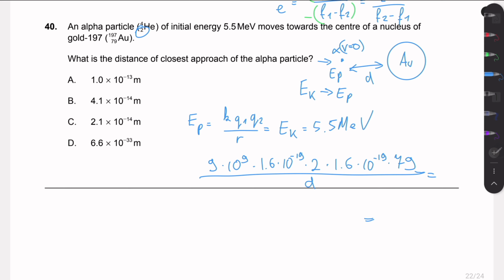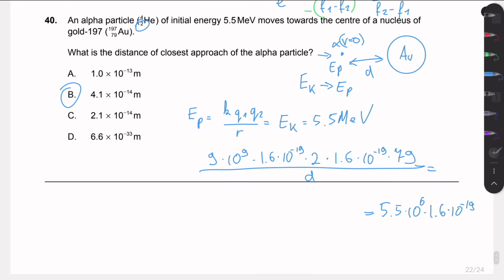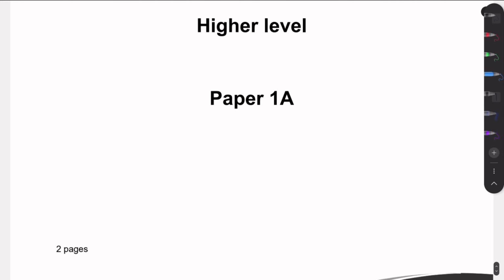Well, it would be nice to have this in joules as we're working with SI units. So we first convert it into electron volts and then into joules. And then if you plug this into your calculator, you end up with 4.1 times 10 to the minus 14 meters. So this was the end of this paper.